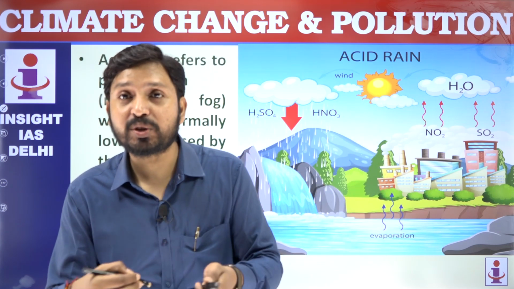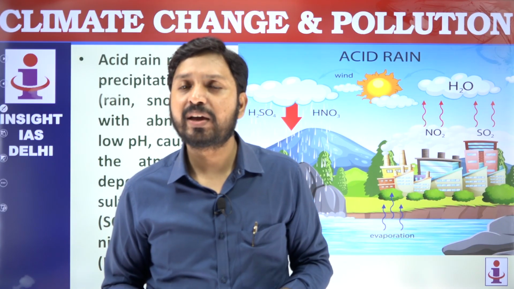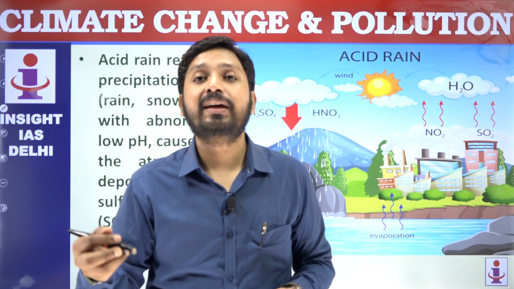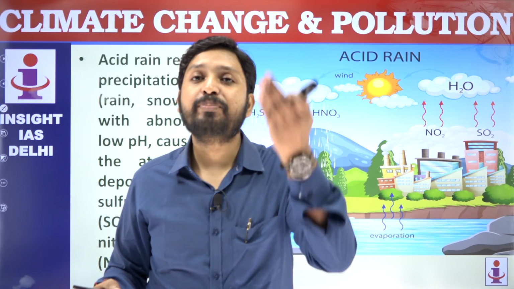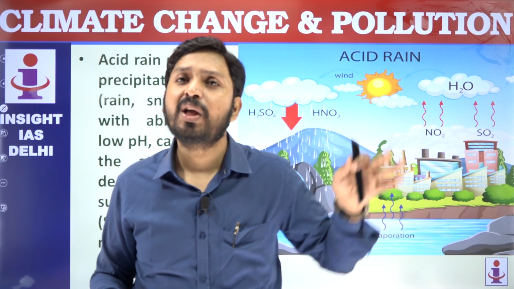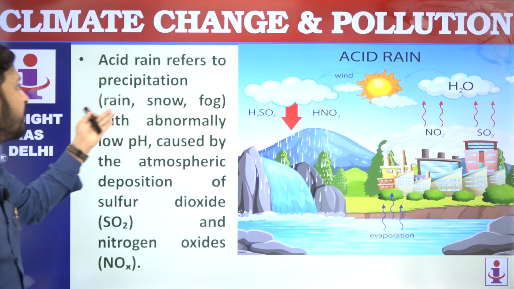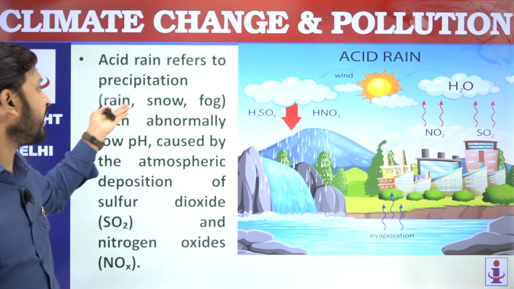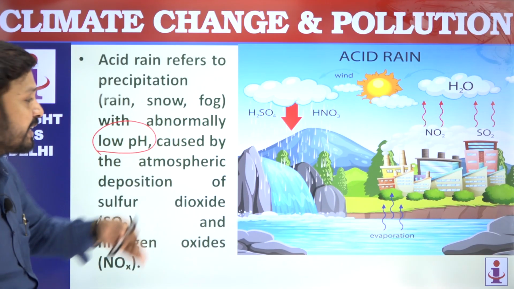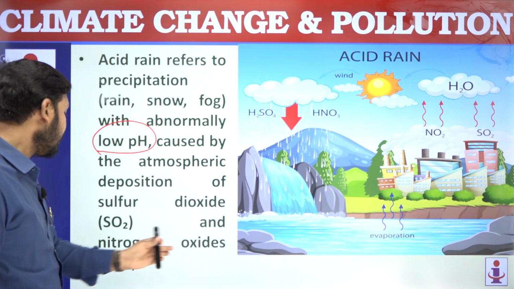Once it comes back to the earth's surface, as their pH is lesser, because these are acids, right? They will react with soil, they will react with the forest and aquatic ecosystem, and it will increase the acidity. So we have seen that coral reefs will get impacted because of ocean acidification. So a lot of negative impacts are there. So first we'll see what is the definition here. Acid rain refers to precipitation, whether in the form of rain, snow, fog, with abnormally low pH. Low pH means acidity is increasing, caused by the atmospheric deposition of sulfur dioxide and nitrogen oxides.